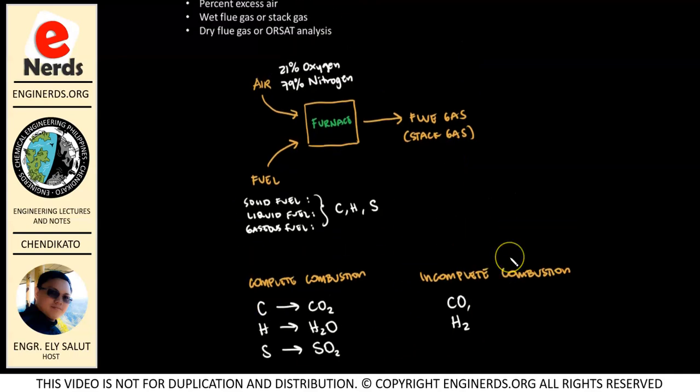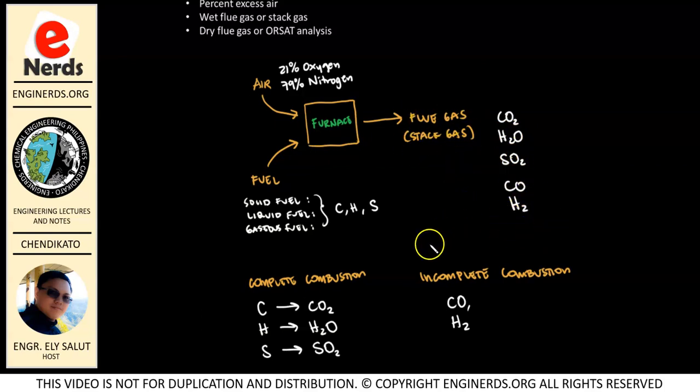Okay, so alam na natin kung ano yung mga possible na maging output dito sa ating flue gas, no? So, sabi natin kapag meron tayong complete combustion, we have CO2. We have H2O, we have SO2, we have CO kapag meron tayong incomplete combustion, we have H2 kapag meron tayong incomplete combustion, so hindi lahat ng hydrogen natin is na-convert sa water, and then ano pa, yung possible na naandito sa ating flue gas or stock gas.